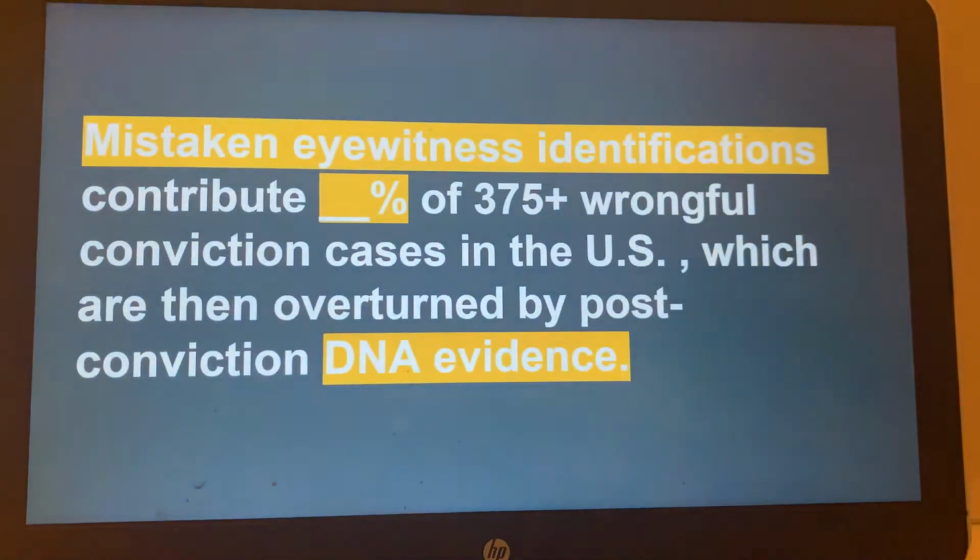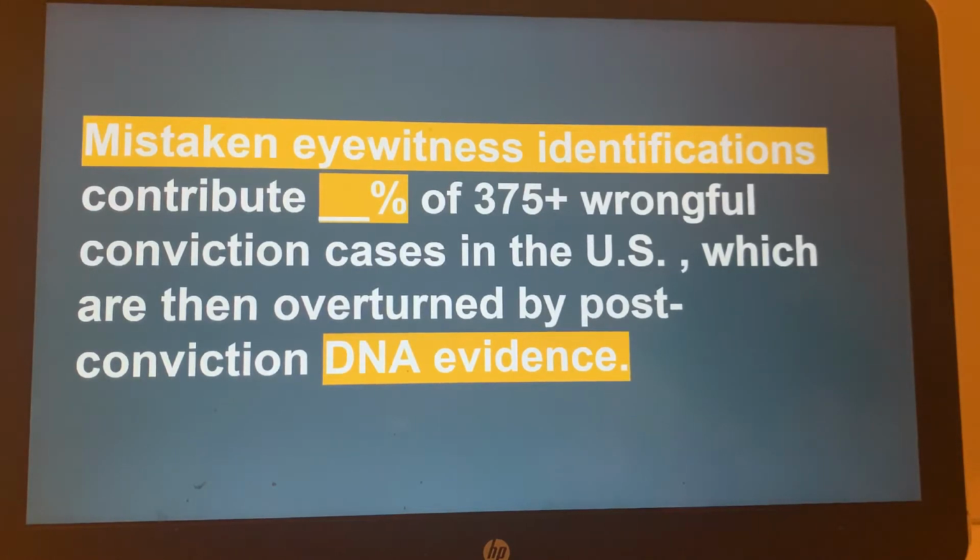So before we get into the case itself, I want to talk about mistaken eyewitness identifications. Just a little fact for everyone. And this is also a question, so if you could propose a potential answer in your head on what you think, and we'll reveal it.